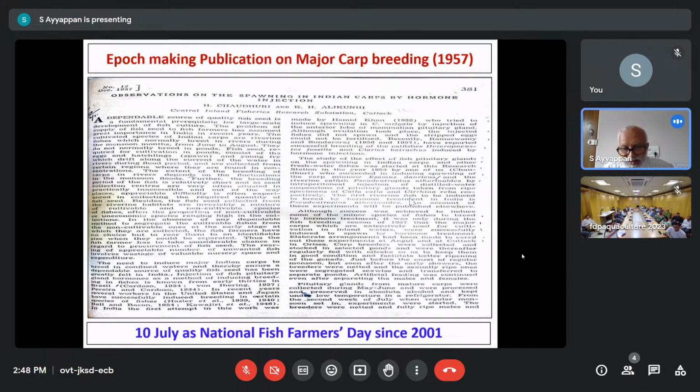Now we talk of publications, the citation indices, the impact factors, and so on. But this one paper with Dr. H. Chowdhury and Dr. K. H. Alikunhi on the spawning by hormone injection, this paper made all the difference. 1957, please. And this was typed and sent at that time. I used to discuss with them. So it was published in Current Science, and it made all the difference.